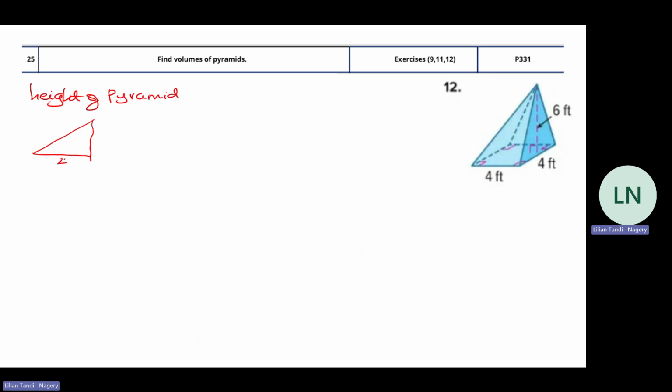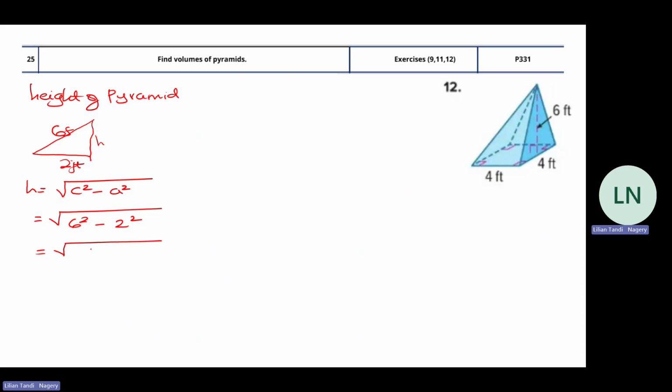You know this is 4 feet. No, that's not 4 feet, because you'll need half of the 4. So this will be 2 feet, and this will be 6 feet. You want to find the height of the pyramid. So height will be square root of c squared minus a squared. Use Pythagoras theorem. So that will give you 6 squared minus 2 squared.